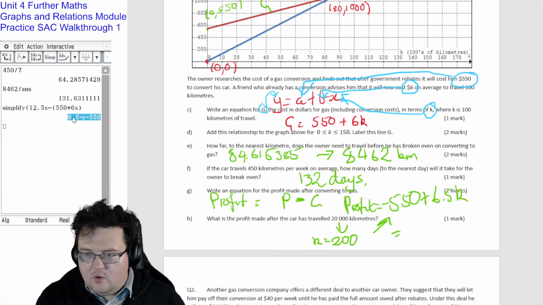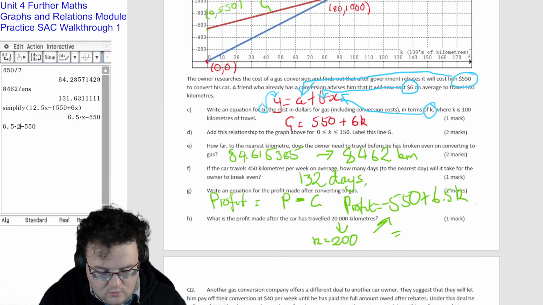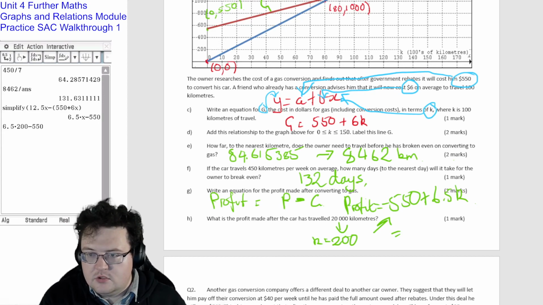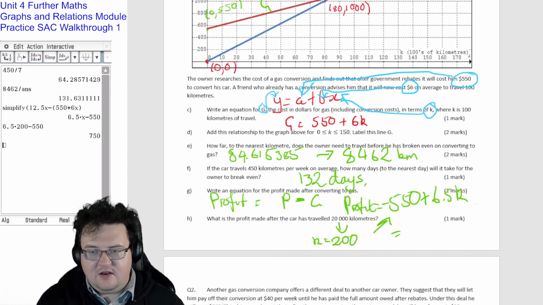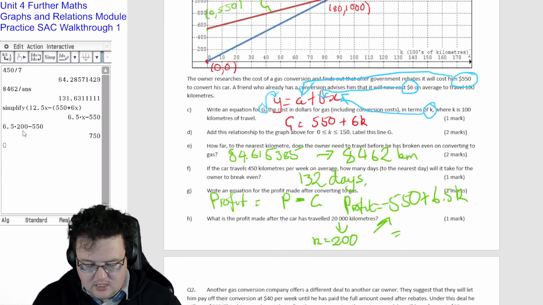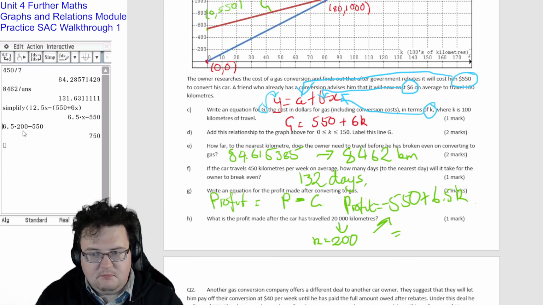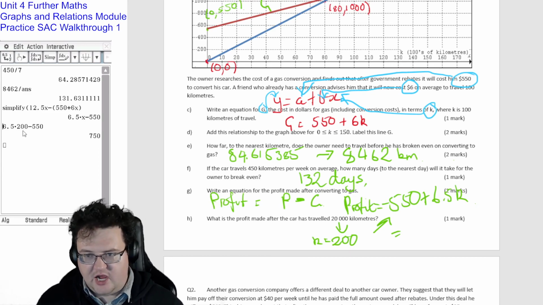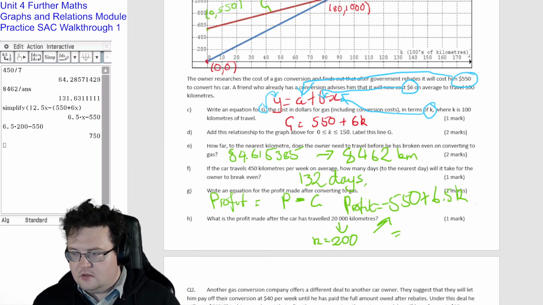So I'll take my equation here, drag it down, and replace the x with 200, and we get the answer 750. Now remember, the CAS does everything in BODMAS, so it will actually do the multiplication first, then do the subtraction. So that answer is going to be, what profit is there? Well, it's $750.